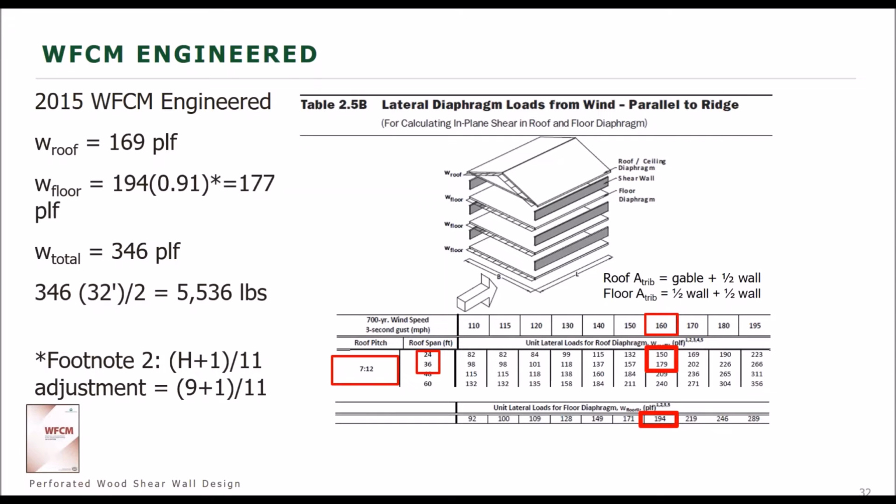So our total wind load at the top of our first floor shear wall from that diaphragm would be 346 pounds per lineal foot. You multiply that by the width of the building, which is 32 feet, and then we divide it by 2 because we're assuming that there are 2 shear walls, one on each side of the house, that will each take half of the load. So we get an applied shear force of 5,536 pounds.